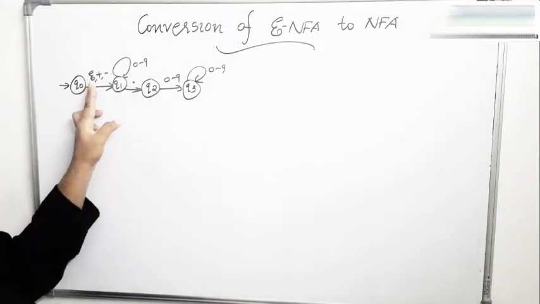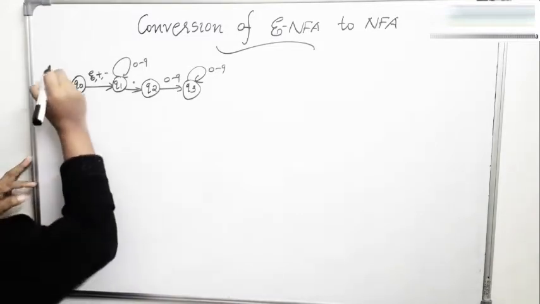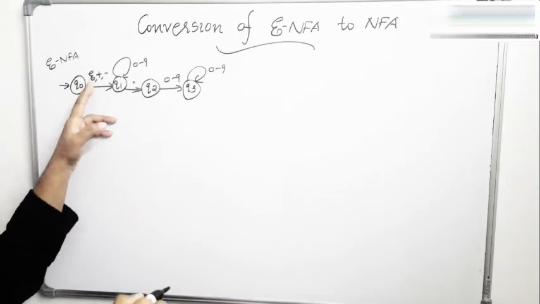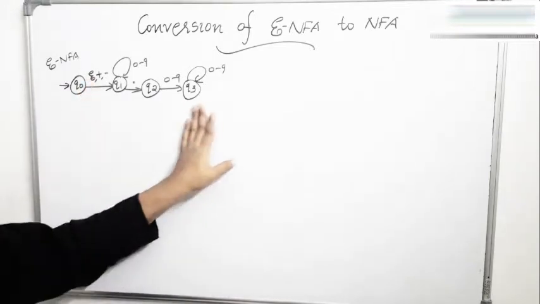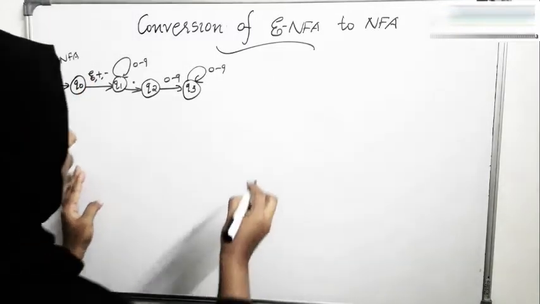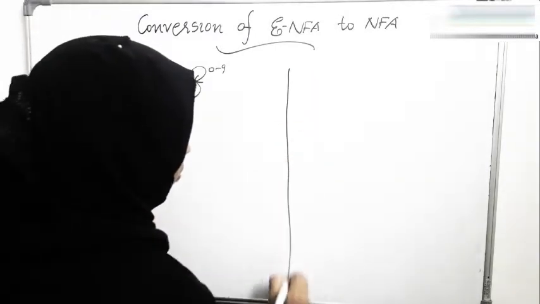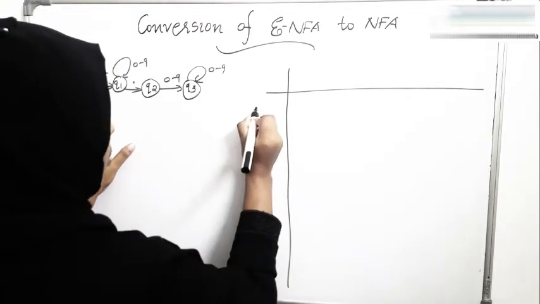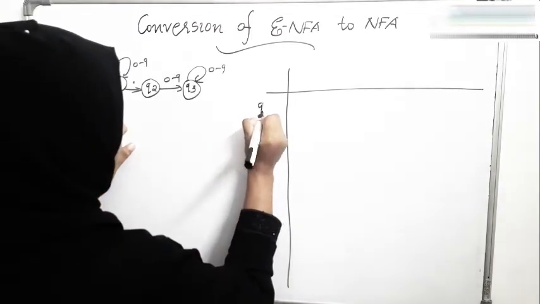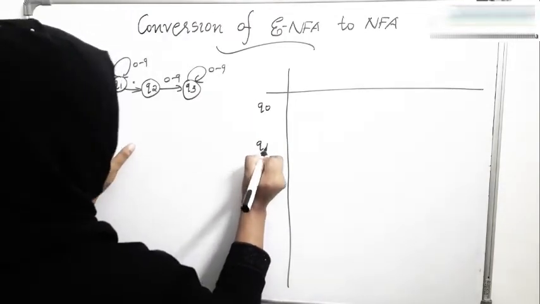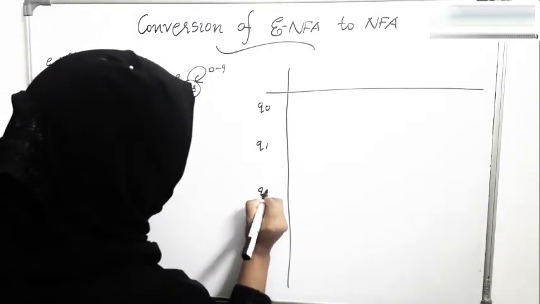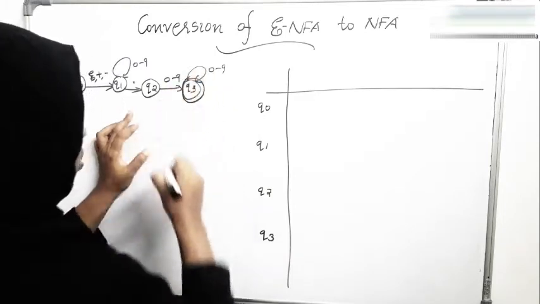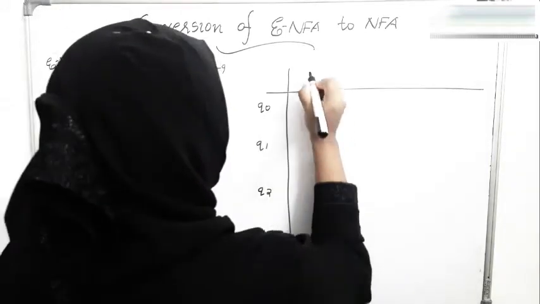This is the epsilon NFA that we consider. Because we have an epsilon transition here, we will convert this epsilon NFA into NFA. As I told you while discussing the previous example, the resultant states of this NFA will be the same as that of the epsilon NFA. So Q0, Q1, Q2 and Q3 will be the states of the resultant NFA.